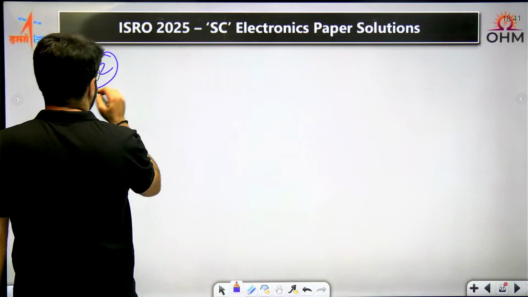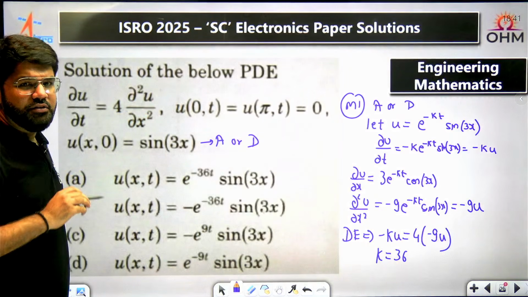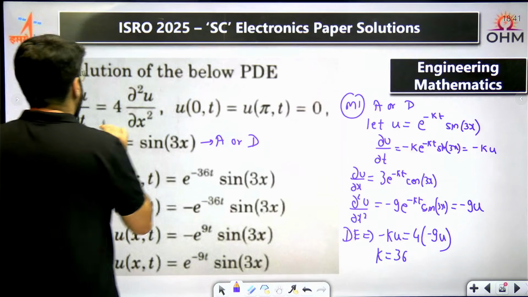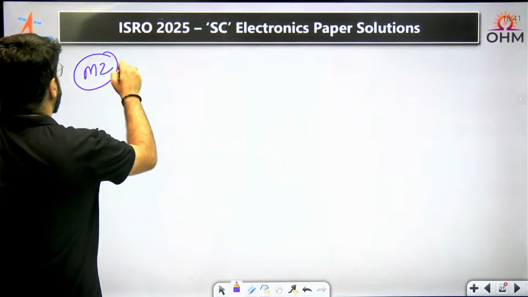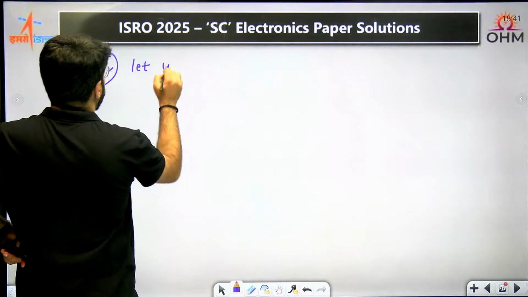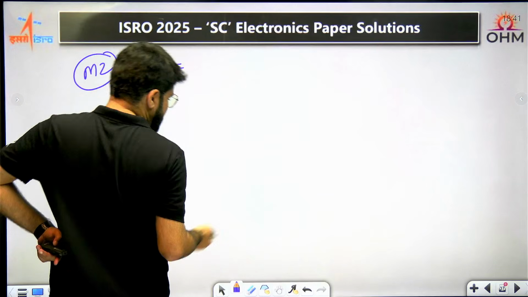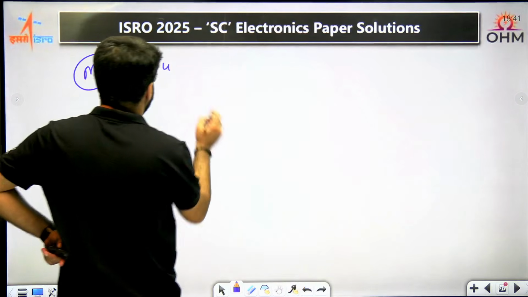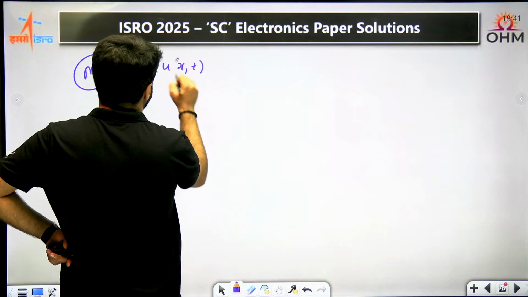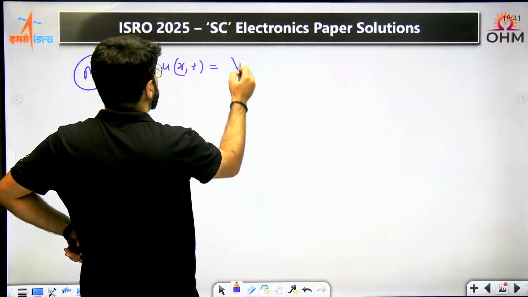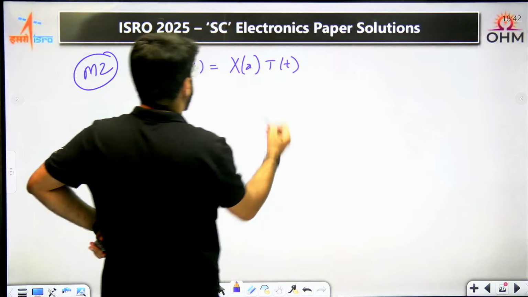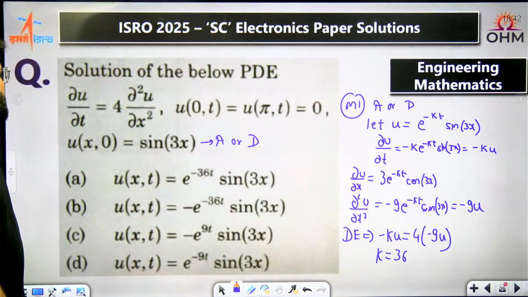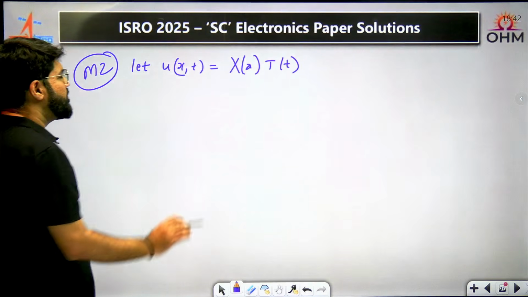What is method number 2? The way of calculating this partial differential equation. How do you actually solve this? Okay, now if you try to solve it by variable separable, let's say u is a function of x and t, and suppose it is broken into two separate functions: one is a function of x, one is a function of time, assuming variable separable.